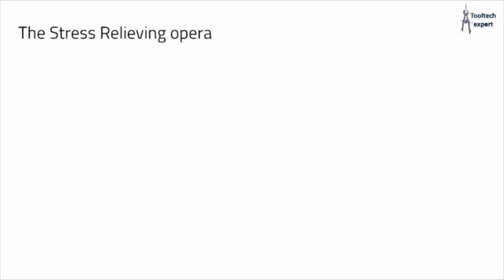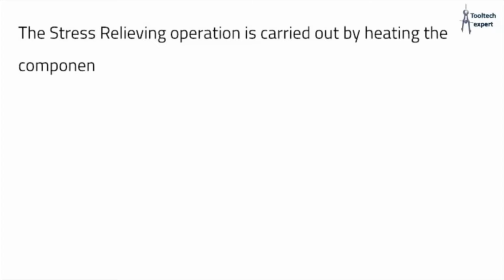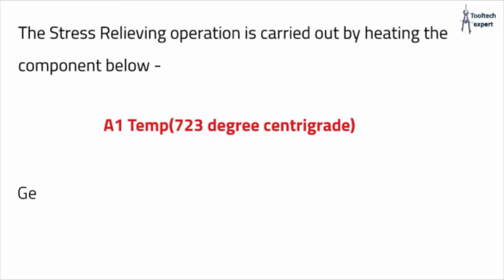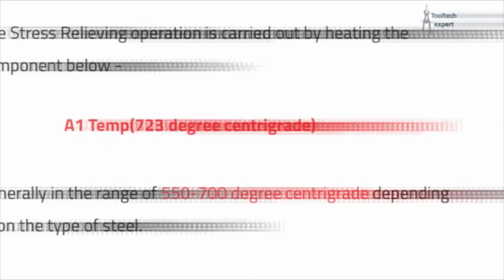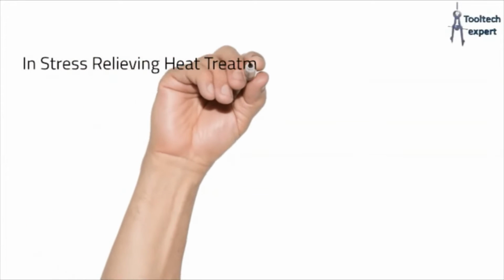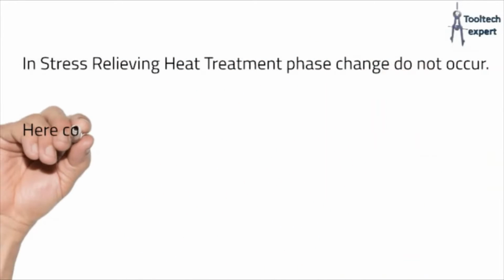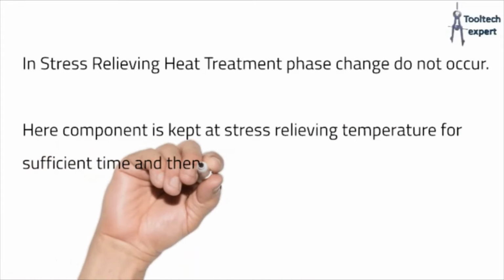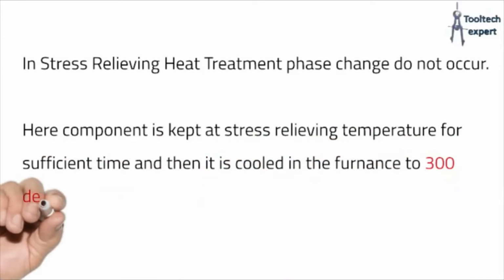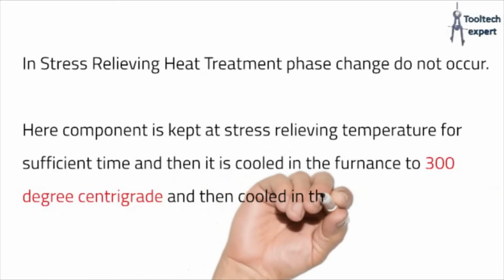The stress relieving operation is carried out by heating the component below A1 temperature, 723 degrees centigrade, generally in the range of 550 to 700 degrees centigrade depending upon the type of steel. In stress relieving heat treatment, phase changes do not occur. Your component is kept at stress relieving temperature for sufficient time and then it is cooled in the furnace to 300 degrees centigrade and then cooled in the air.